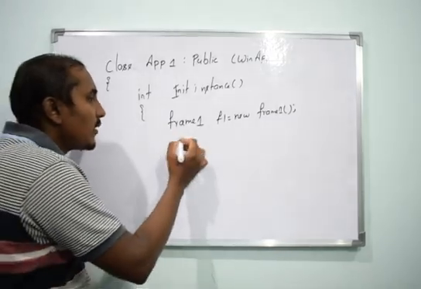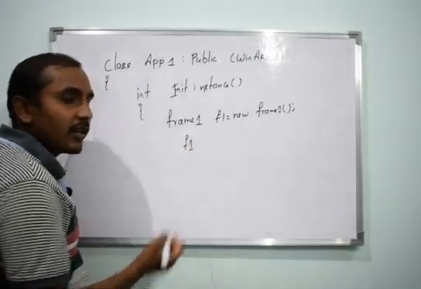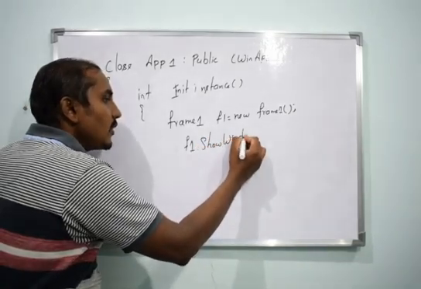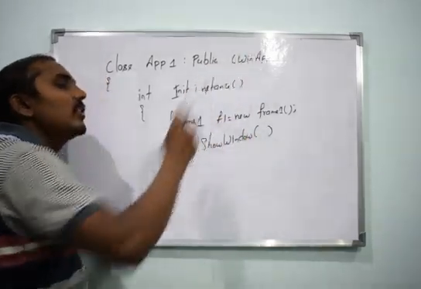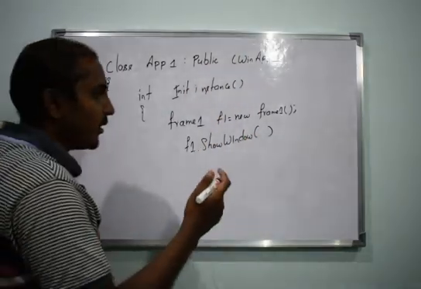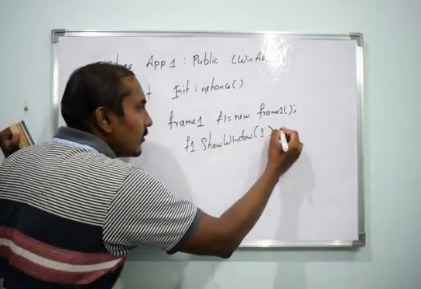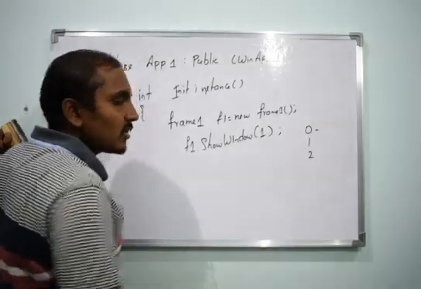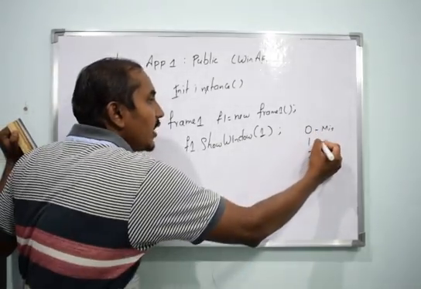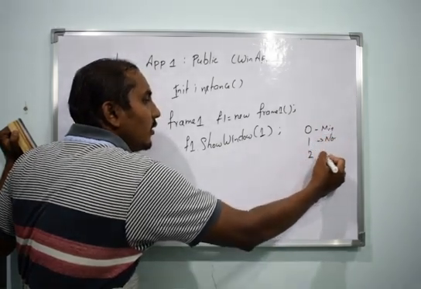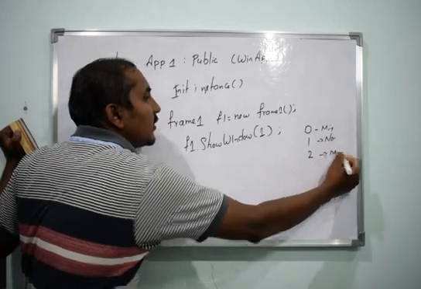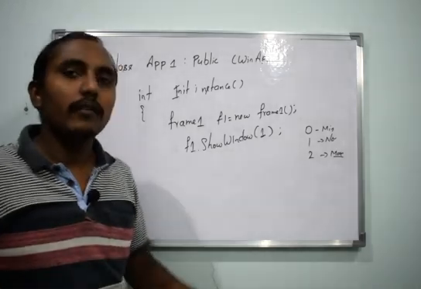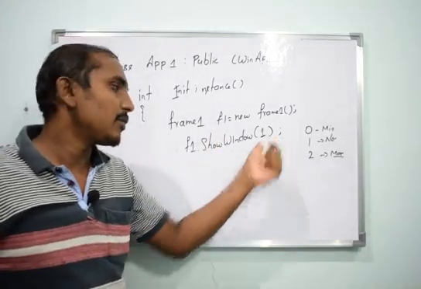Once that is done, next we are going to display this window. To display it, we write the same object f1 dot, and we have a function called ShowWindow, which is inbuilt in the CWnd class. This will take several values like 0, 1 or 2, where 0 represents the minimized state, 1 represents the normal state, and 2 represents the maximized state. In whichever state we want our window or frame to be displayed, we can give that value.